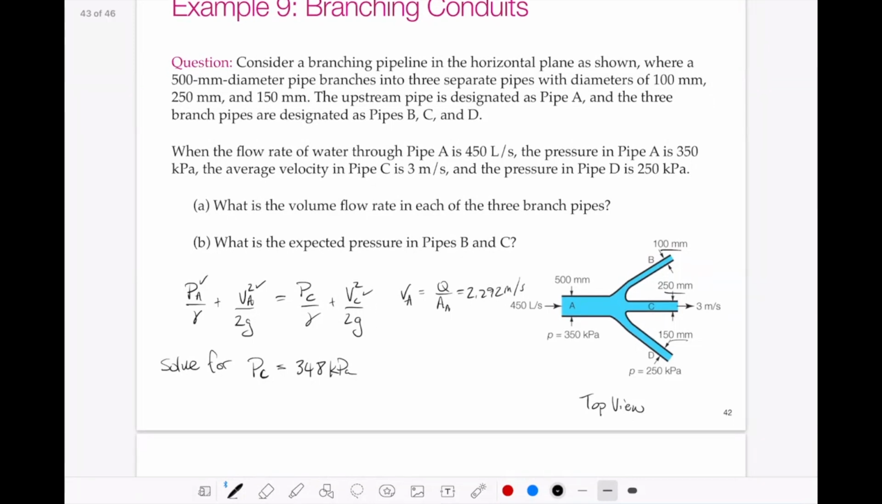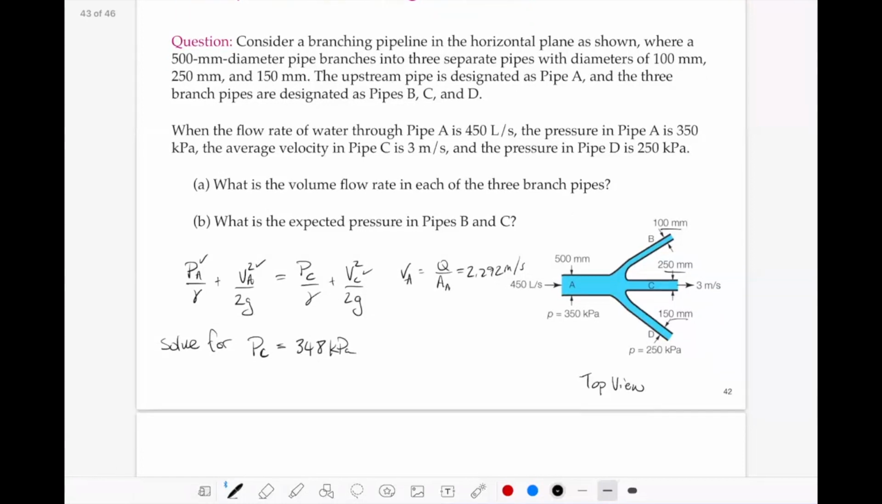So that was the low-hanging fruit. That was the easy one. So we know the pressure at C. So we've answered B first. How can we find the volume flow rate in the three pipes?